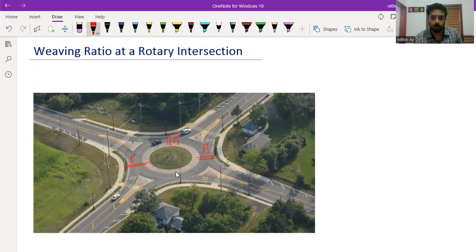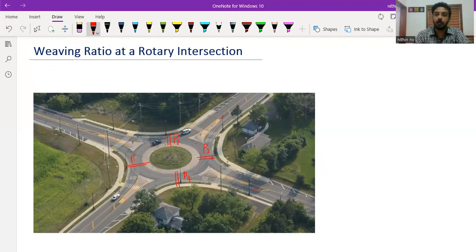Different values I may be getting, okay? One more ratio I can calculate here, which is P4, which means between 2 adjacent roads we can calculate this weaving ratio. So according to this image, I can calculate 4 different weaving ratios. If it was a 5-legged intersection, then we can calculate 5 different weaving ratios.